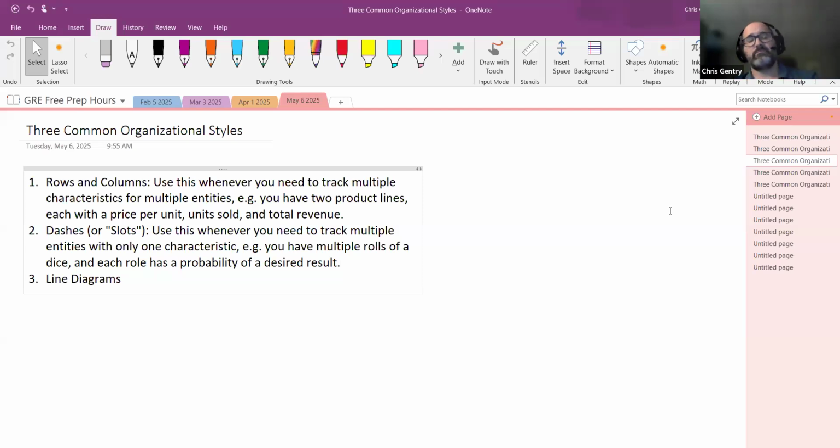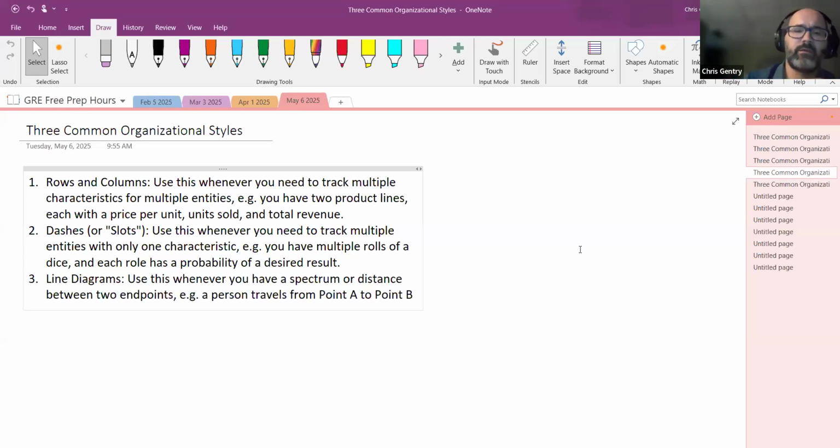Then you've got dashes. Really, the only difference between rows and columns versus dashes is that dashes are just rows and columns with one row. In fact, you could think of all of this as just rows and columns if you wanted. Multiple entities with only one characteristic, for example, multiple rolls of the dice, that kind of thing. Very useful for probability questions, actually.